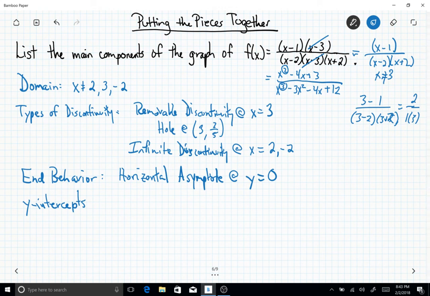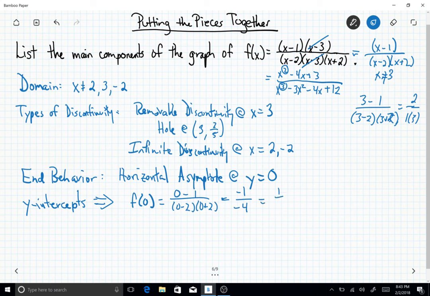Yeah, so it's going to be y equals 0 is what we're looking at, and then for the y-intercepts, we're going to plug in 0 for the x. So the y-intercept is f of 0, which equals, you can actually use the simplified formula because 0 minus 3 divided by 0 minus 3 are going to cancel anyway, so I'll use that in this case. So we'll go 0 minus 1, over 0 minus 2, 0 plus 2, which equals negative 1 over negative 4, which equals 1/4.